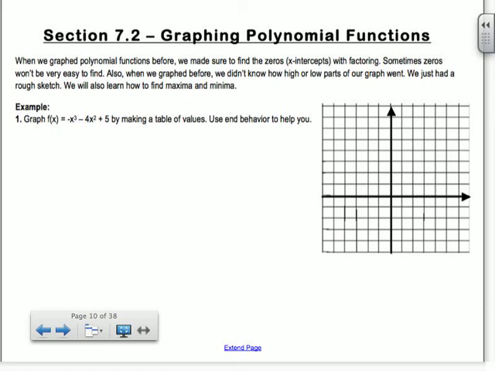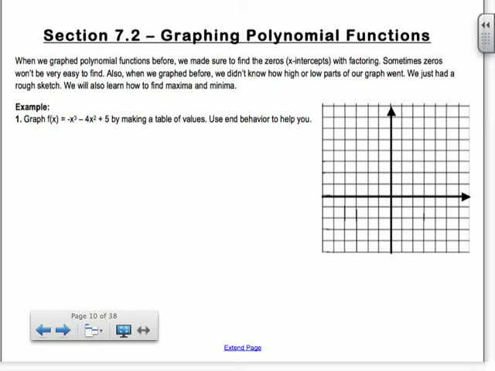It says when we graphed polynomial functions before, we made sure to find the zeros or the x-intercepts with factoring. But sometimes zeros aren't very easy to find. Let's say you had a zero that was a square root answer or something, or a fraction. Maybe it's not very easy to find.